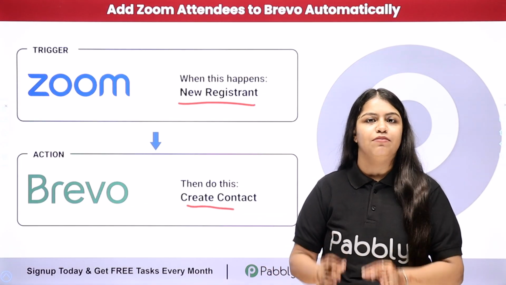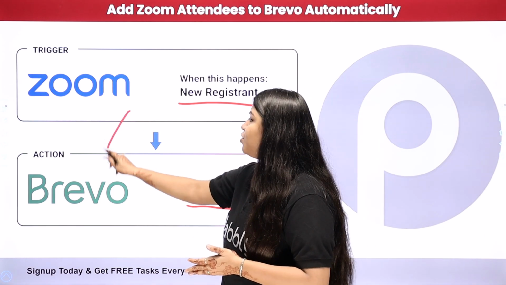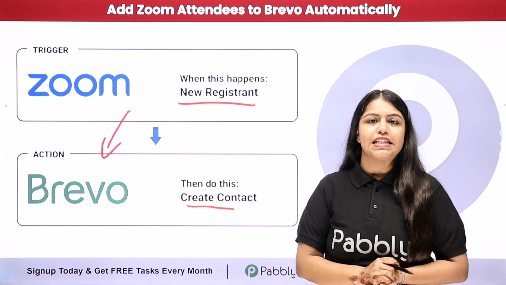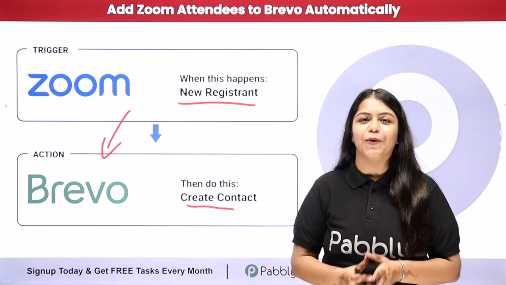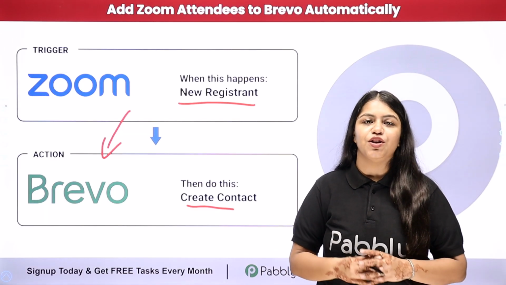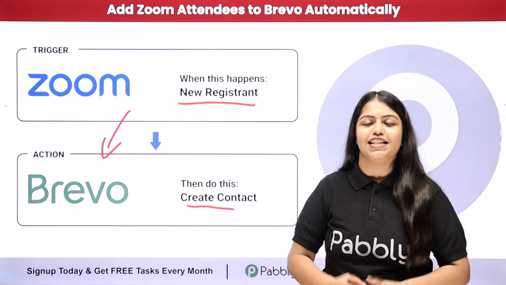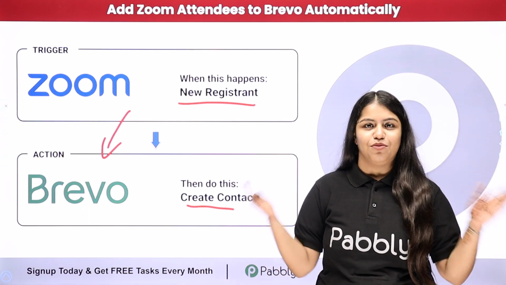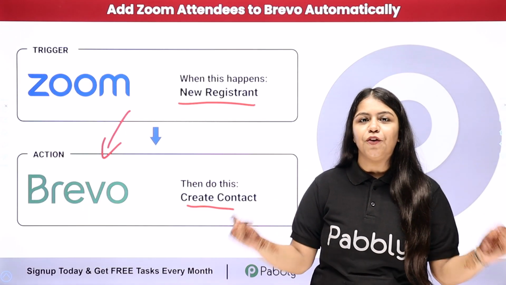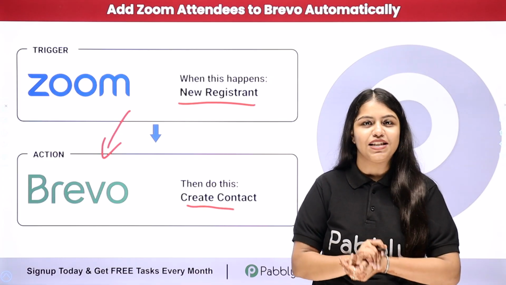So to do this, we are simply going to create a connection between Zoom and Brevo, and we're going to create this connection without knowing any programming or coding language using an amazing automation software which is Pabbly Connect. So if you also want to create this amazing automation for your own business, then for that you have to come with me towards my screen.